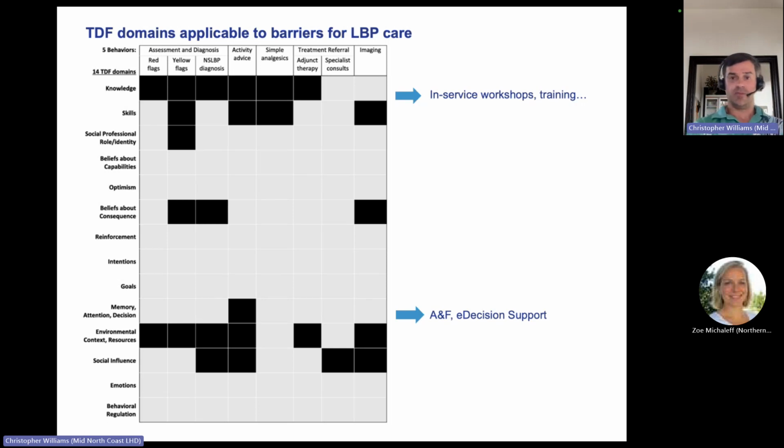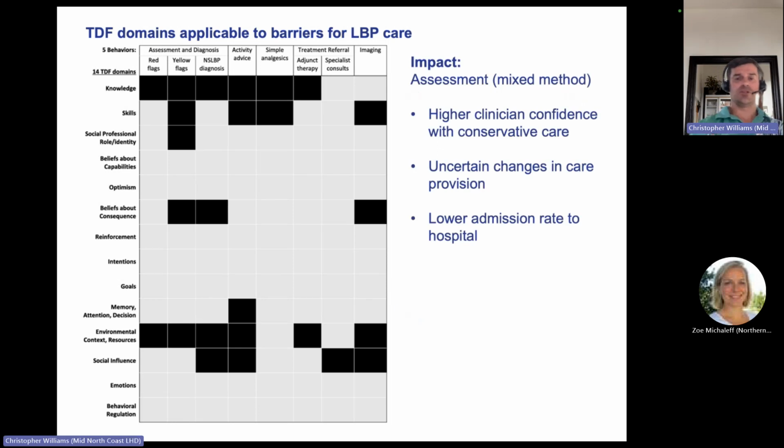So this just gives you an overview of the depth that you can go into in this sort of approach. But it's also important to assess the impact of how this went. So the way we did this was we conducted a mixed method assessment. So we did some qualitative interviews. We found that the clinicians had a lot more confidence in providing this type of conservative care.